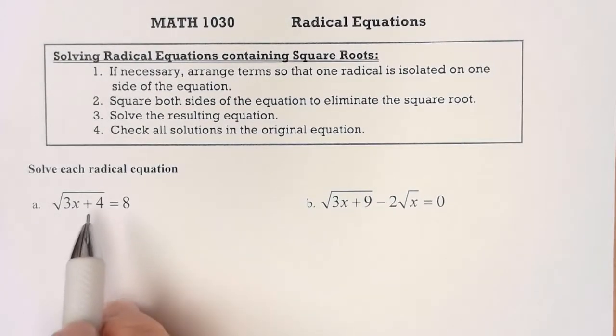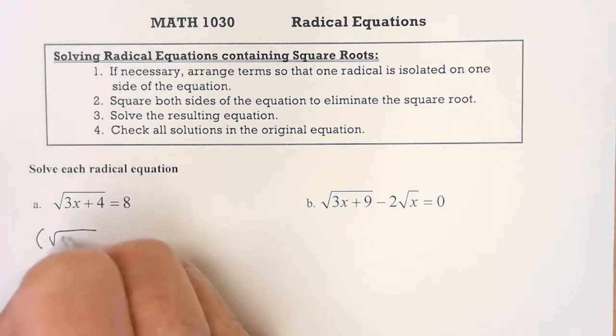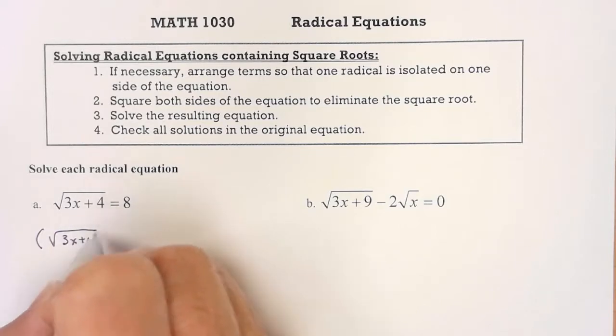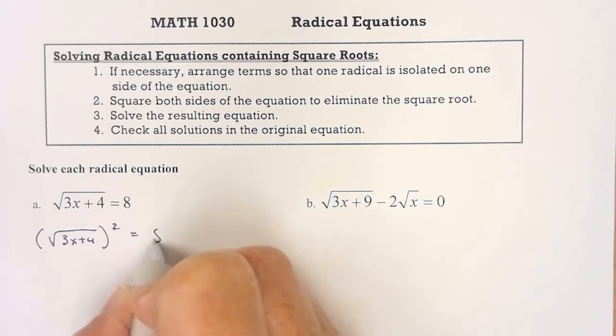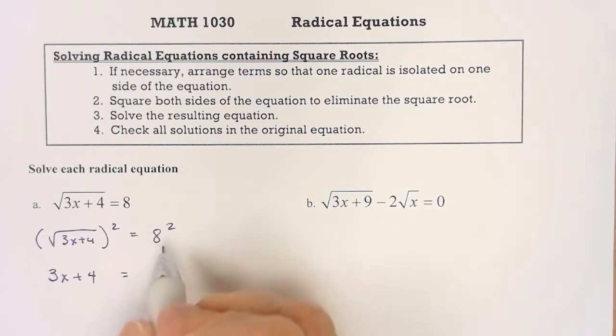In this one, my square root is already isolated. It's by itself on one side, so I do not have to do step 1. Step 2, I need to square both sides. When I square a square root, that frees up the radicand, the stuff under the radical. 8 squared would give me a 64.